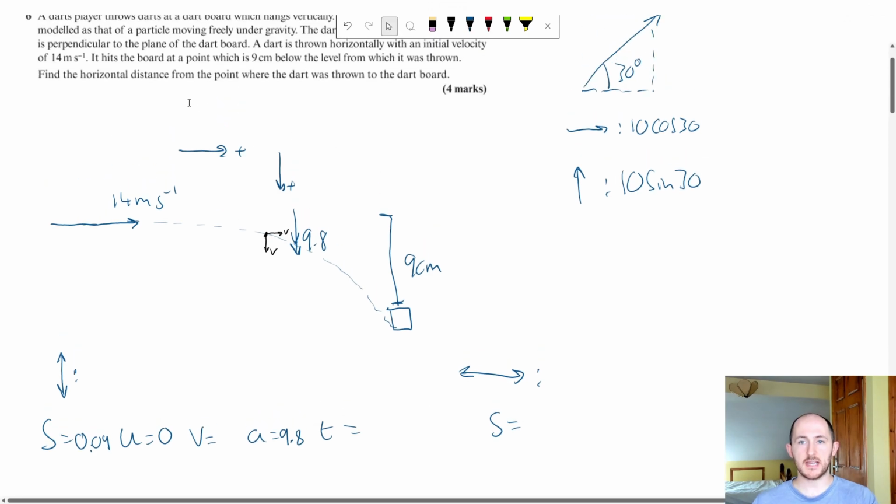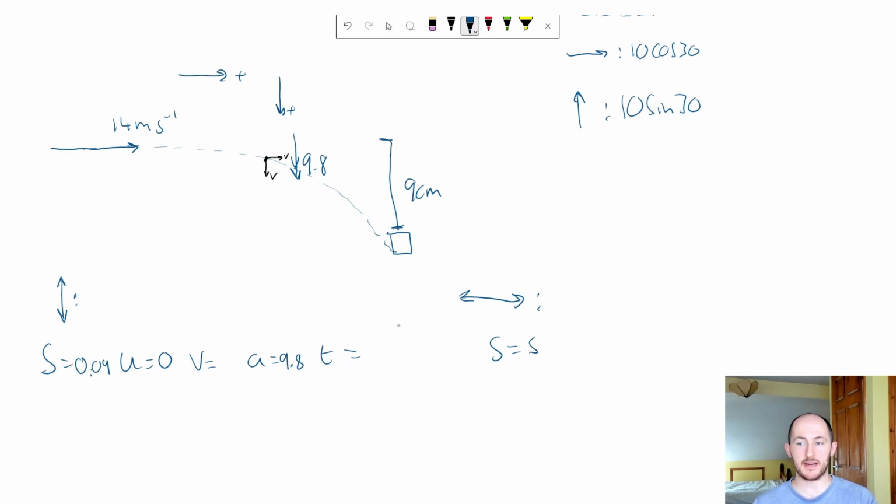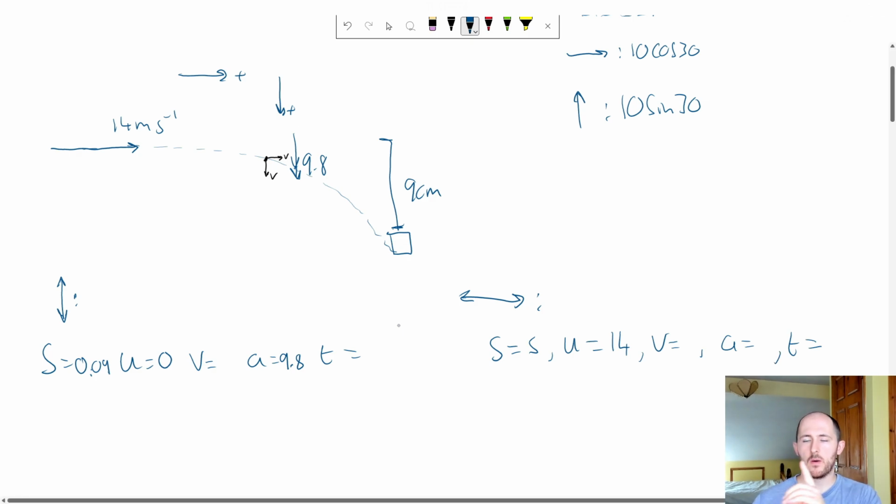Well, S is what we're trying to work out, right? The horizontal distance from the point where the dart was thrown. So this horizontal distance. So I'm going to say it's S because we don't know it and we kind of want it. U is equal to 14. Now, V, A, and T are going to be kind of interesting. What would the acceleration be?